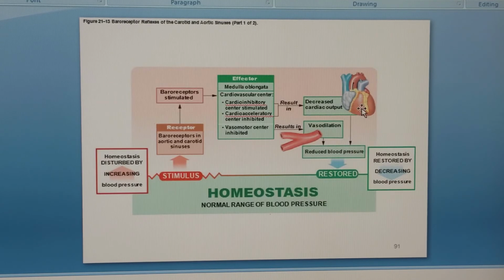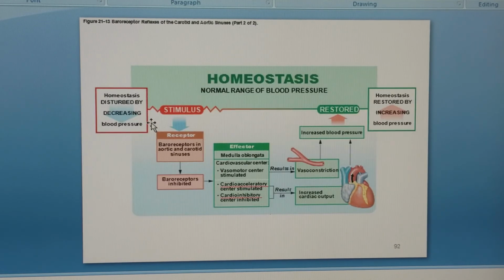Now we can go that way, if blood pressure is increasing against what homeostasis was, or we can say that homeostasis has been disrupted and blood pressure is decreasing. We see the route is basically the same, doing the opposite to get back to homeostasis.